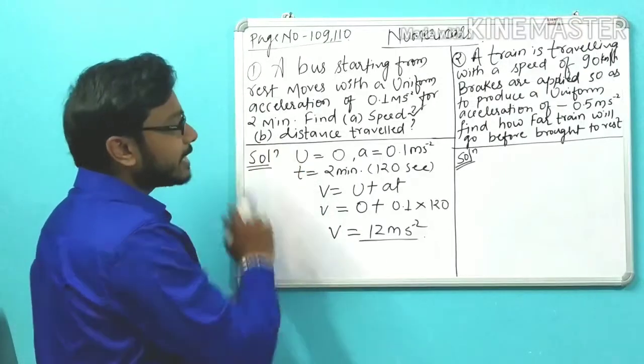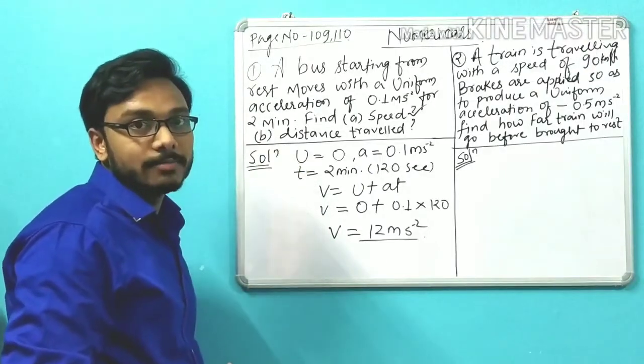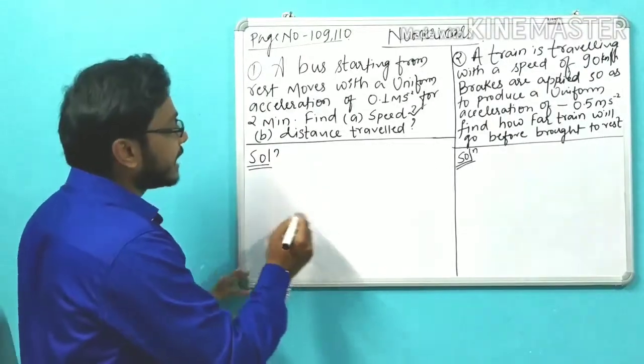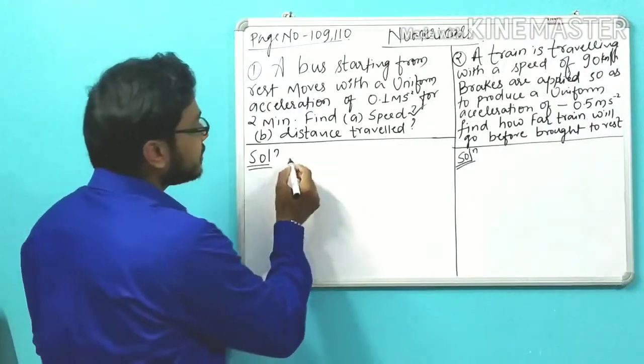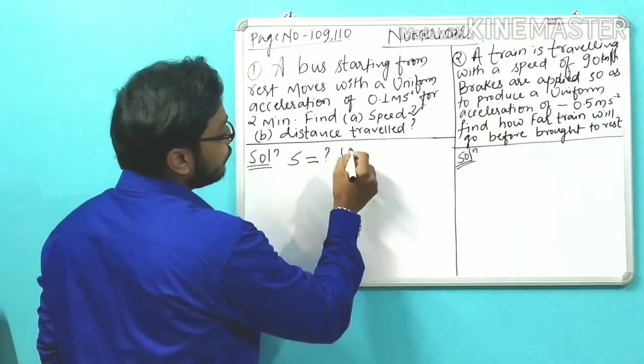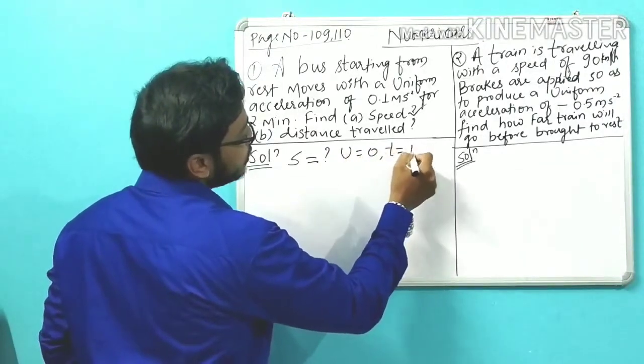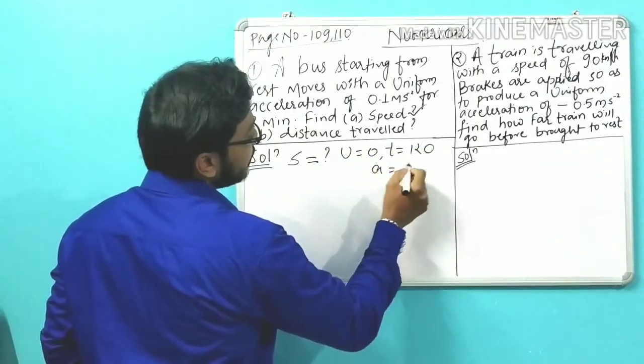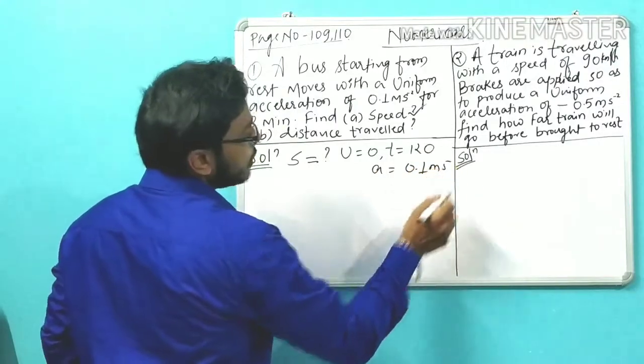Now we will solve the second part, that is the distance traveled. What is distance? Distance is s, that we have to find. And the other values we have: u equals 0, t is 120 seconds, acceleration is 0.1 meter per second squared.